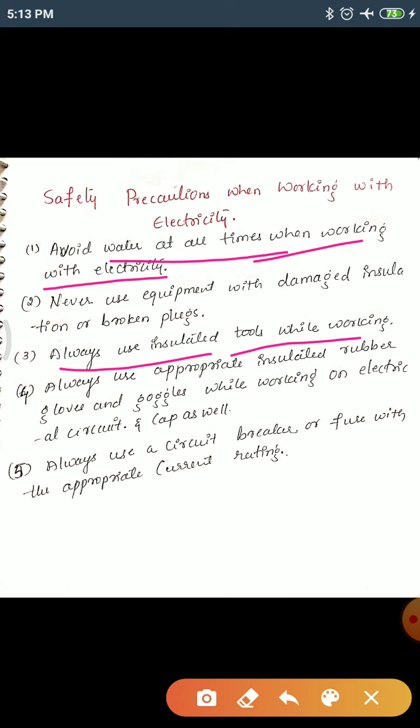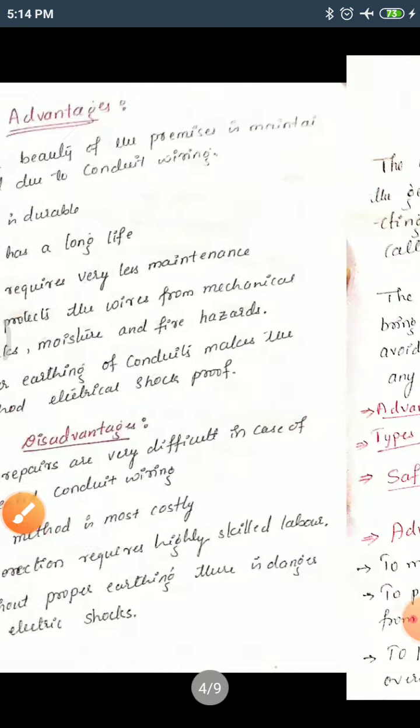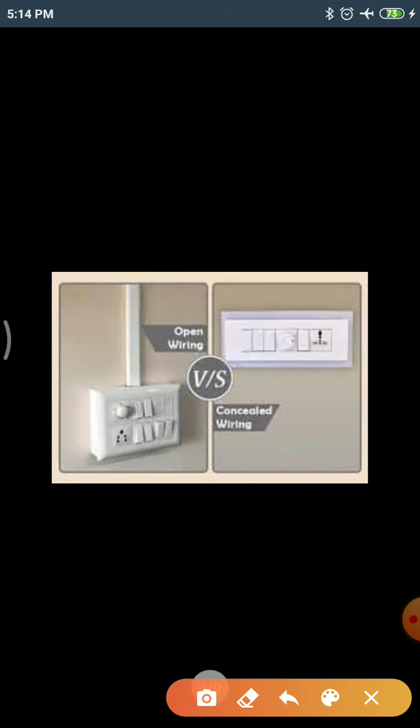Always use appropriate insulated rubber gloves, goggles and a cap while working on any electrical circuit. And always use a circuit breaker or a fuse with the appropriate current rating, since these two are the protective devices.